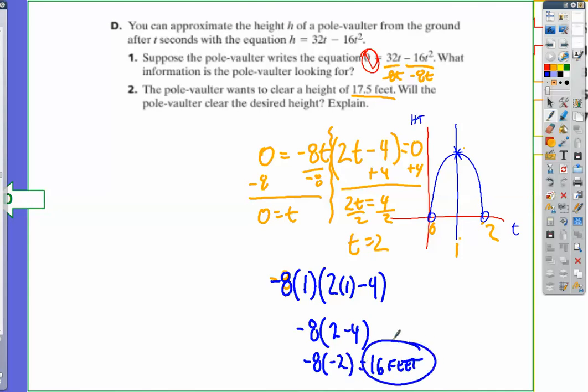That's the answer on your Edmodo assignment. He is not even close to making 17.5 feet. Although 16 feet does seem awfully high in the first place.